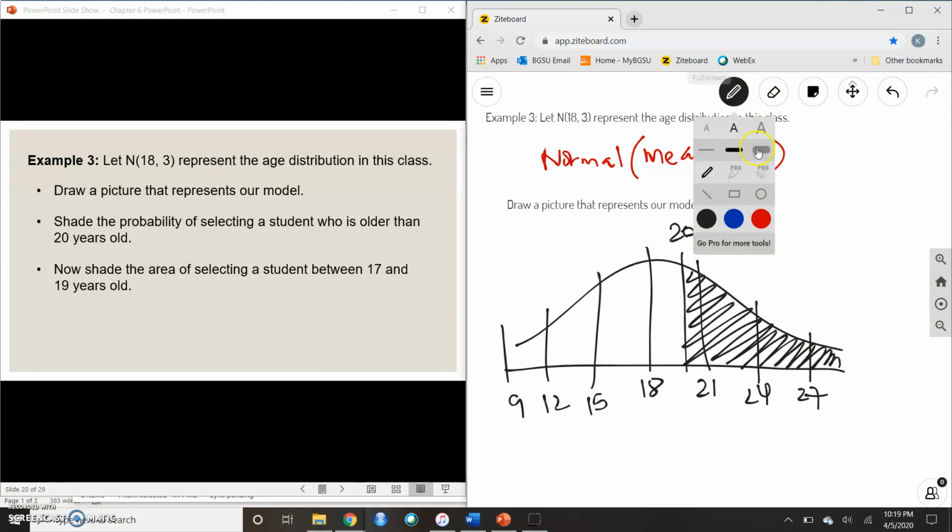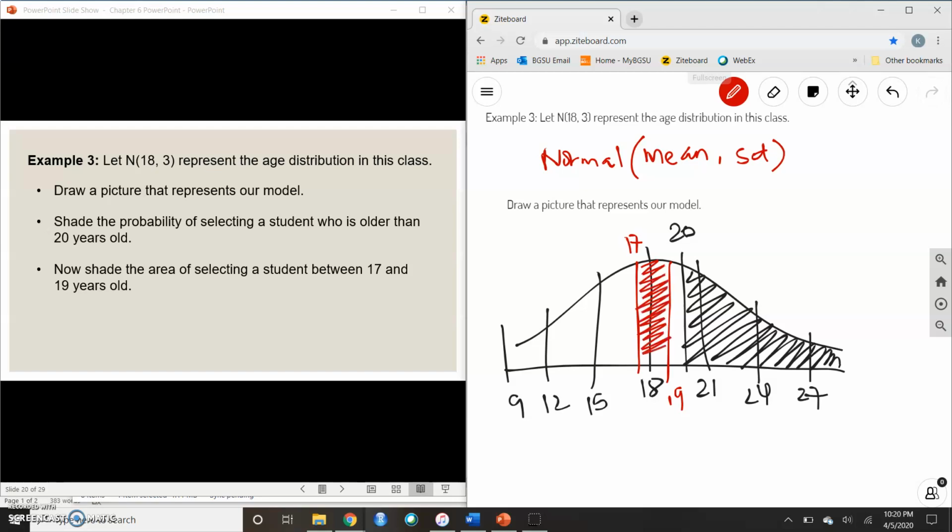Now the next part wants us to shade the area that corresponds to selecting a student between 17 and 19 years old. 17 is going to be right here. I'm just following the same steps as before. 19 is going to be right about here. The area, or the probability, of selecting a student who is between 17 and 19 is what I've shaded in red.